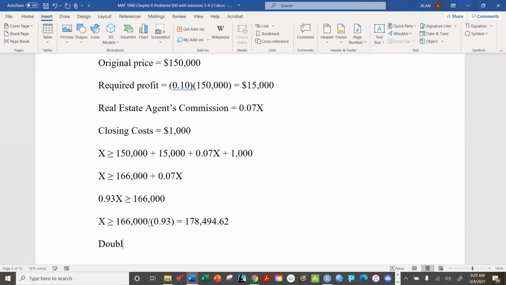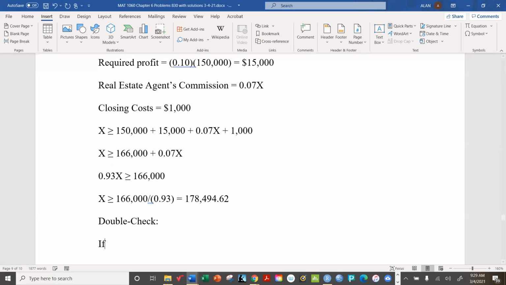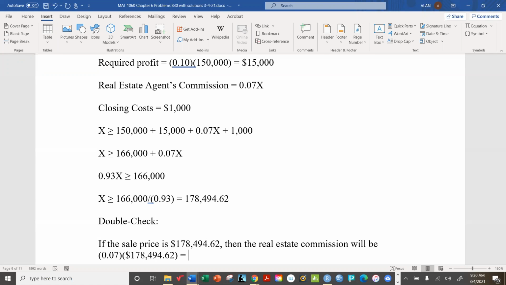Okay, so for the double check, if the sale price is 178,494.62, then the real estate agent fee or commission will be 7% of that, equals 12,494.62.